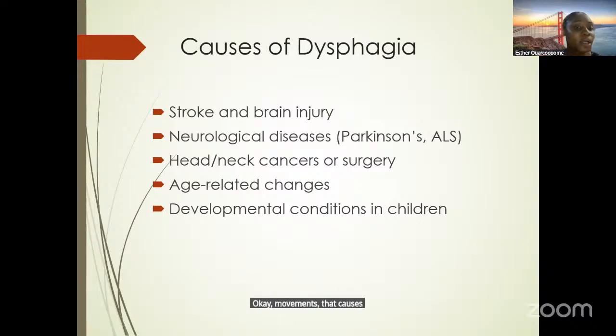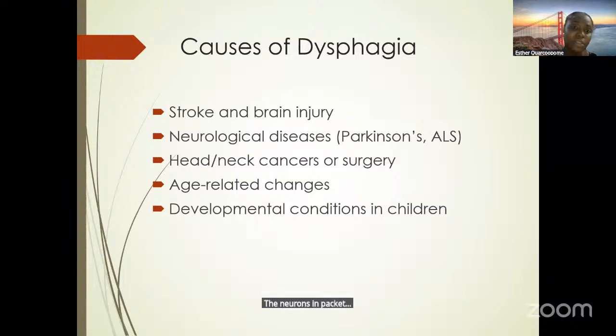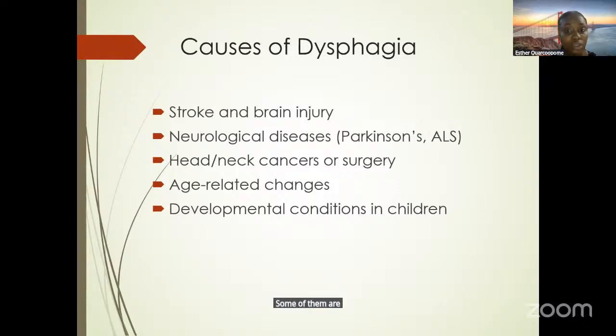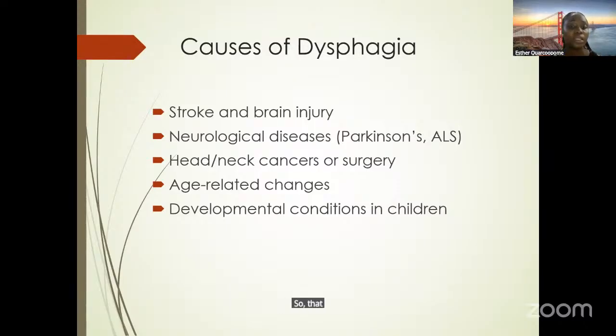So if neurons in this part of the brain become weak, when someone has Parkinson's, some of the neurons in their brain are weak, some of them are dying and will surely die. So it's a progressive condition. It's not something that happens and goes. So that's Parkinson's disease. It can cause dysphagia.